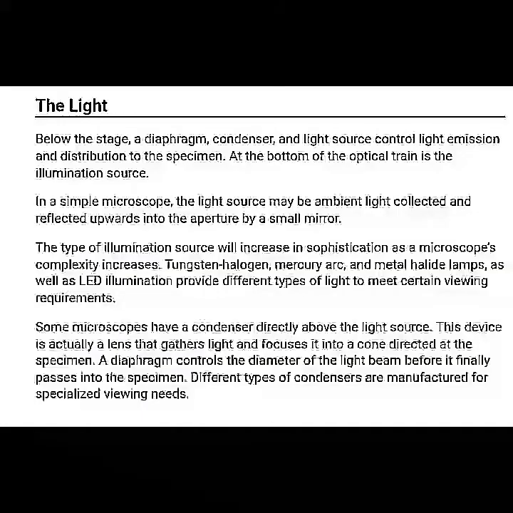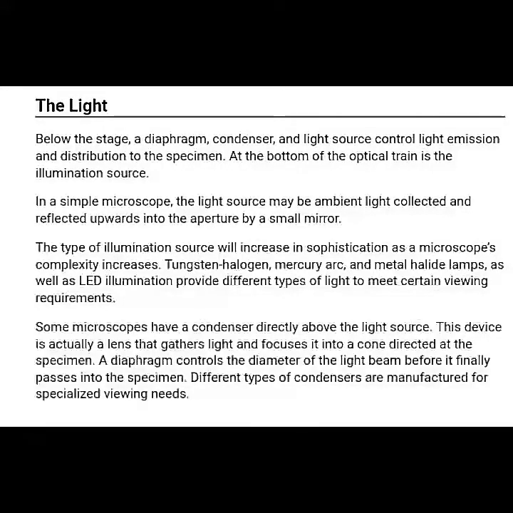The light. Below the stage, a diaphragm, condenser, and light source control light emission and distribution to the specimen at the bottom of the optical train is the illumination source. In a simple microscope, the light source may be ambient light collected and reflected upwards into the aperture by a small mirror. The type of illumination source will increase in sophistication as the microscope's complexity increases. Tungsten, halogen, mercury arc, and metal halide lamps, as well as LED illumination, provide different types of light to meet certain viewing requirements. Some microscopes have a condenser directly above the light source.